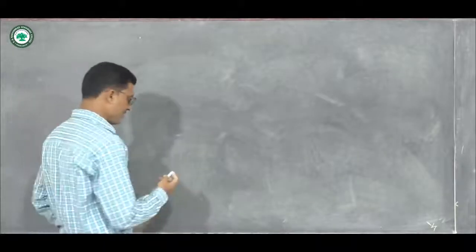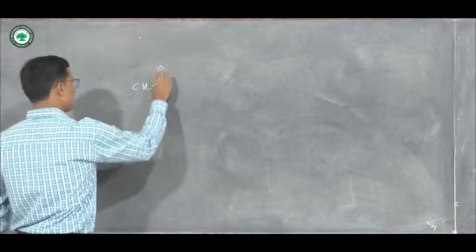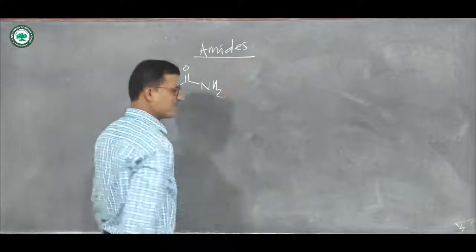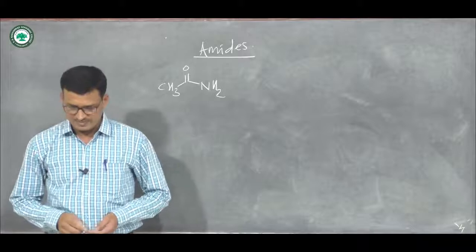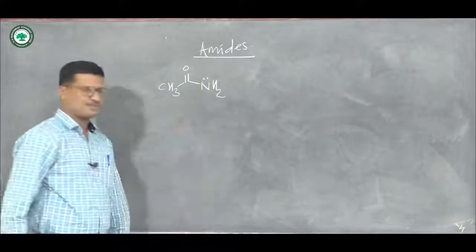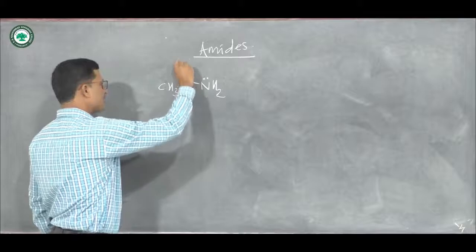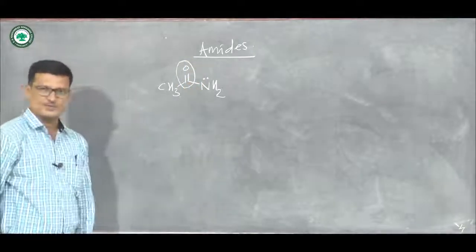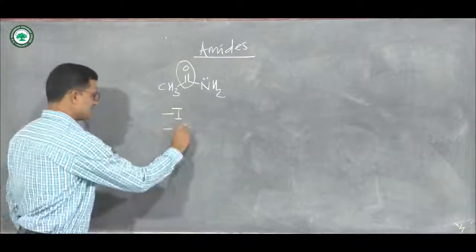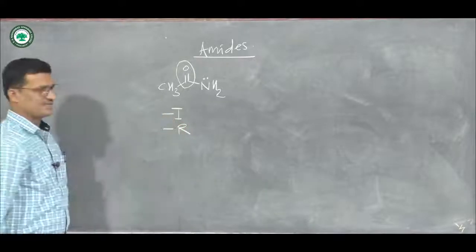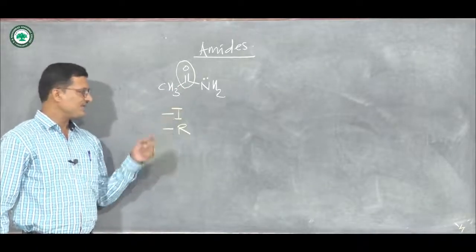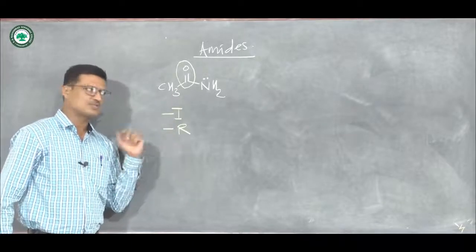Amides are extremely weak bases. We write here the amides. So why are amides extremely weak bases? Because we remember the amide has an NH2 group, with nitrogen having a lone pair, but in case of amide the NH2 group is attached to the carbonyl group, and this carbonyl group gives the minus I effect as well as the minus R effect. Because this carbonyl group not only gives the electron withdrawing inductive effect, but it also gives the electron withdrawing resonance effect.